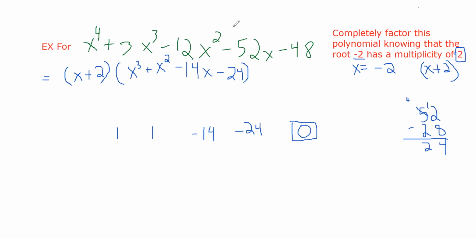All right, so we've made some nice progress, but we've been told that this root has a multiplicity of 2, which means I can factor it again out of this cubic polynomial. So I can use synthetic division again, use -2 up here, and then do it on these coefficients here. I'm factoring out of this cubic polynomial.